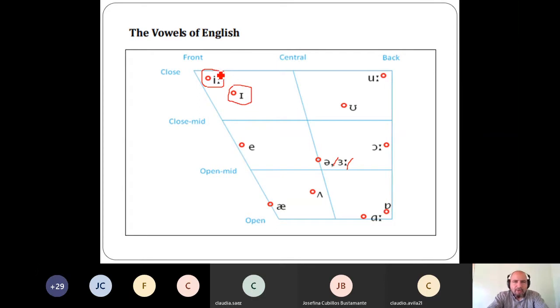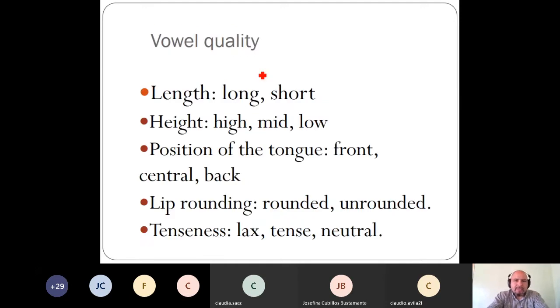Okay, so we're going to focus on the description of next class of these two vowel sounds, E and I. We're going to see in which way they are similar or different, and we're going to use this criteria to describe the quality of each of the 12 vowel sounds, okay? So what I want you to do is focus on this presentation that is in the LMS. I want you to pay attention to the concepts length, height, precision, lip rounding, and tenseness.